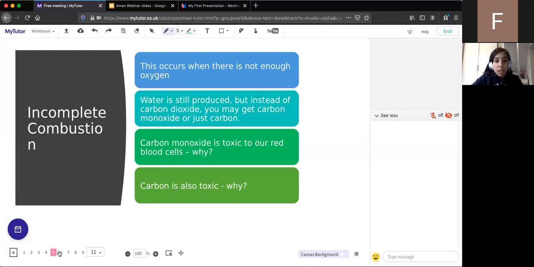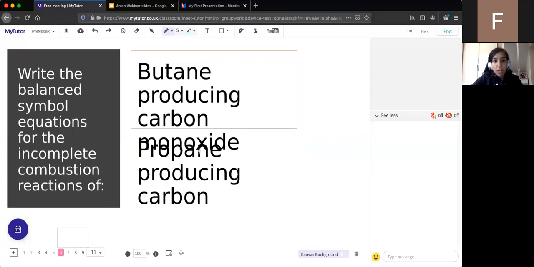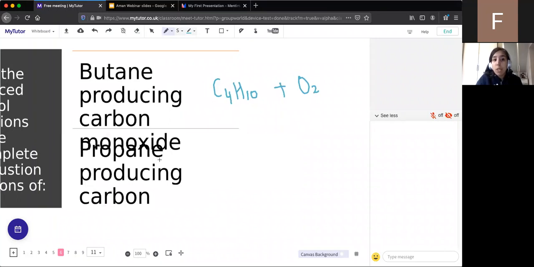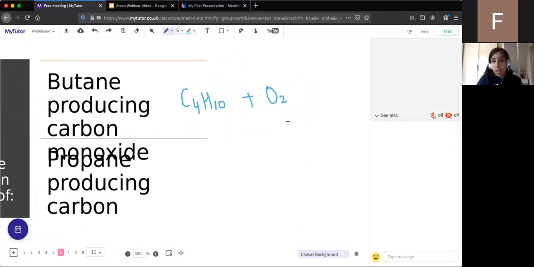So let's go on to write some incomplete combustions then. Sorry that this slide's messed up a little bit, but the first one says butane producing carbon monoxide. So what's the chemical formula for butane? Excellent, C4H10. Butane is the one with 4 carbon atoms, so C4H10. It's still going to react with oxygen. Remember, this is still combustion. It's just there's not enough oxygen. And we've been told it's producing carbon monoxide.